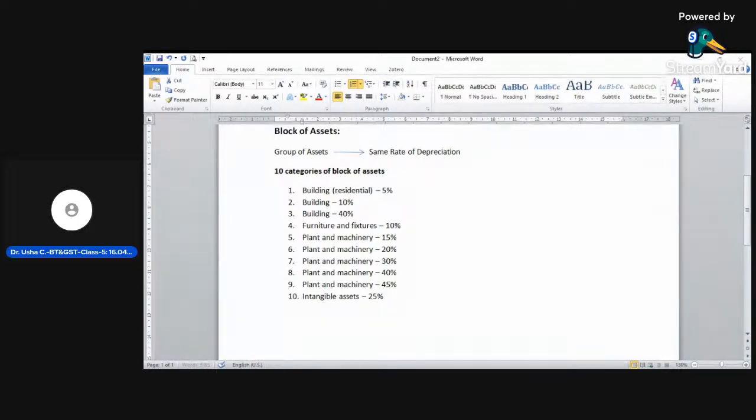Now let us discuss one problem based on this. And before going for discussing the problem, let me give you the format for the computation of depreciation.